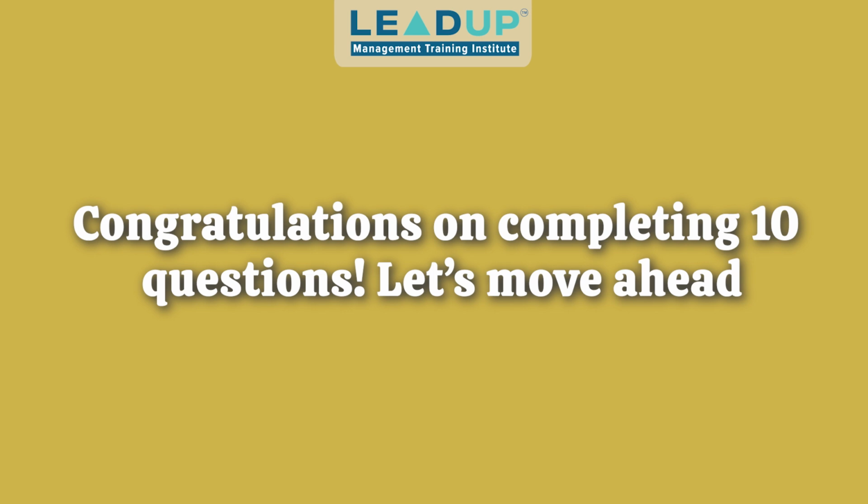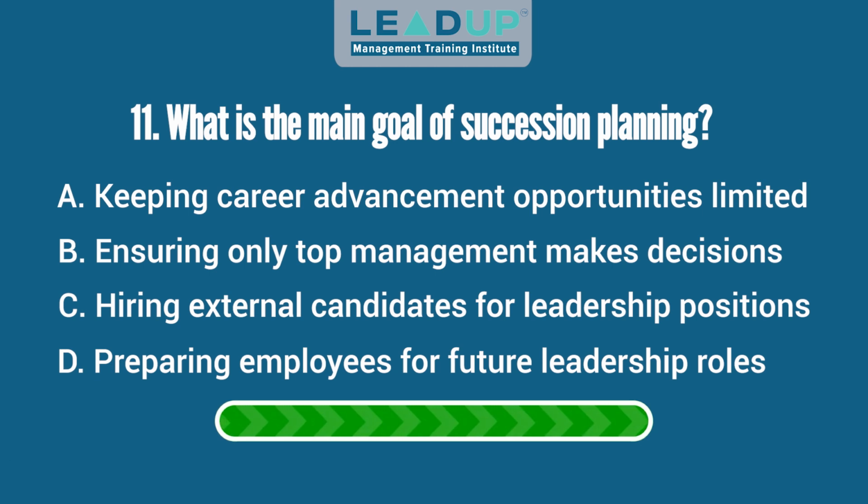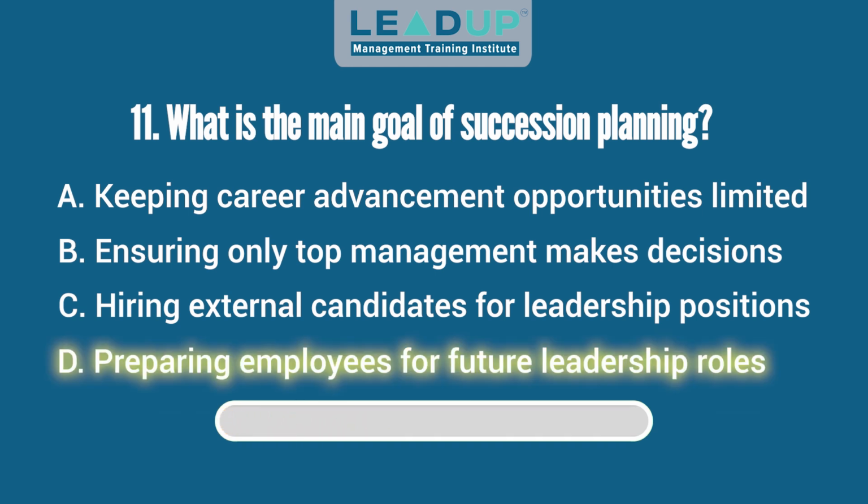Congratulations on completing 10 questions. Let's move ahead. Question 11. What is the main goal of succession planning? A. Keeping career advancement opportunities limited. B. Ensuring only top management makes decisions. C. Hiring external candidates for leadership positions. And D. Preparing employees for future leadership roles. Answer. Preparing employees for future leadership roles.